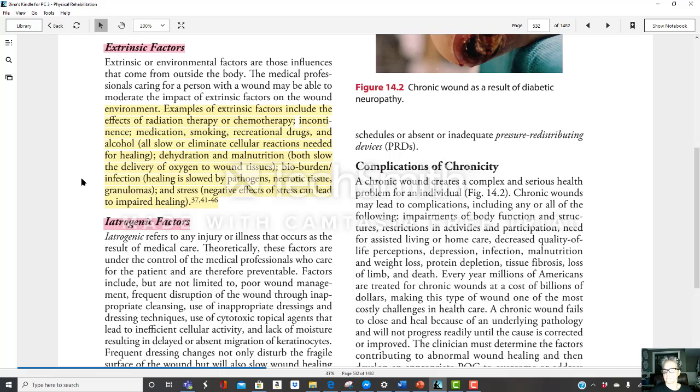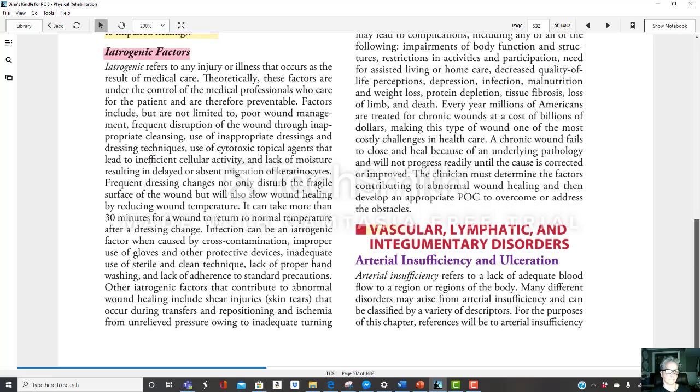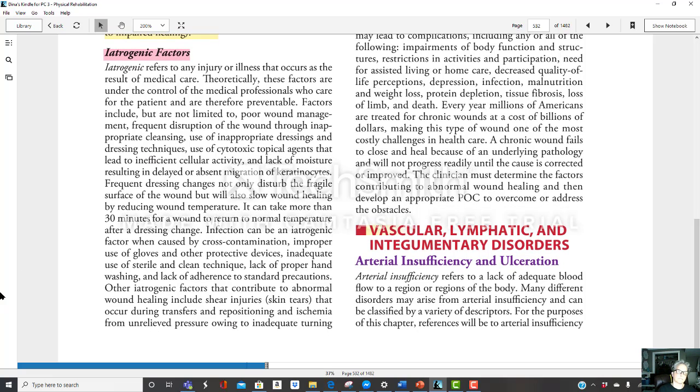Iatrogenic factors. Iatrogenic refers to any injury or illness that occurs as the result of medical care. Theoretically, these factors are under the control of the medical professionals who care for the patient and are therefore preventable. Factors include, but are not limited to, poor wound management, frequent disruption of the wound through inappropriate cleansing, use of inappropriate dressings and dressing techniques, use of cytotoxic topical agents that lead to inefficient cellular activity, and lack of moisture resulting in delayed or absent migration of keratinocytes.